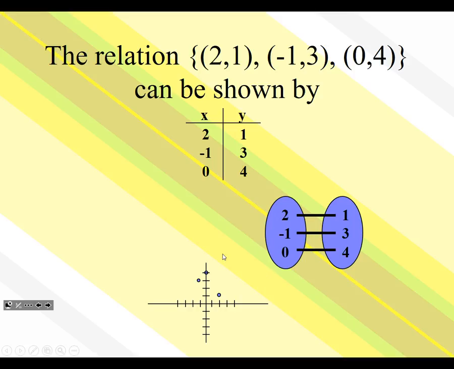Now, the other way you can do it is by graphing. So if you'll notice, this is what we did last night. We just graphed the point 2, 1. So starting at our origin, we moved to +2, go up 1. Again, go back to your origin. We're going to graph the point -1, 3. So -1, 3. And then we have 0, 4.